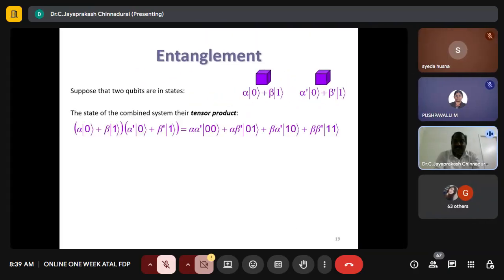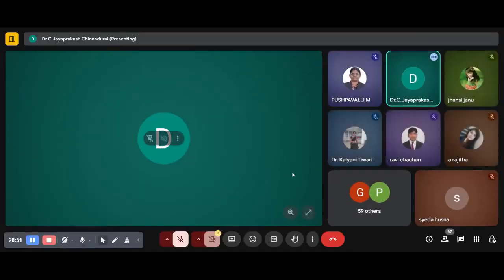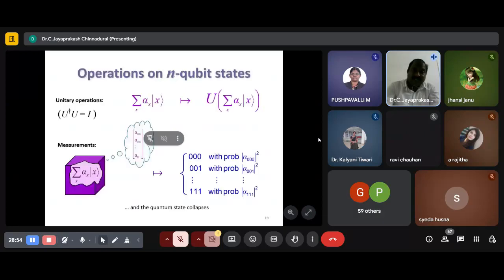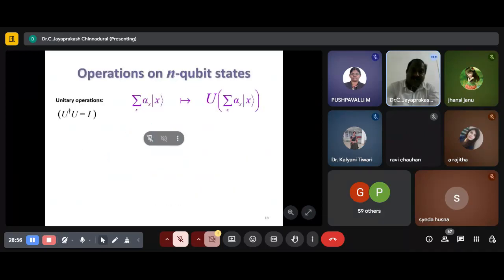Same operations we can implement in entanglement. So previously we discussed the states of 1 qubit, 2 qubits, n qubits. That is the first one. These principles we already discussed. What are the principles we discussed in the previous session?